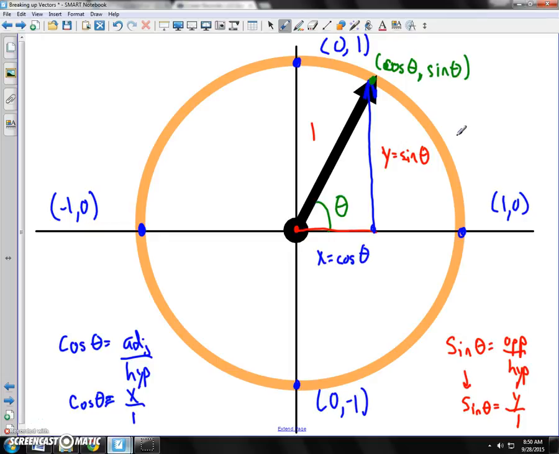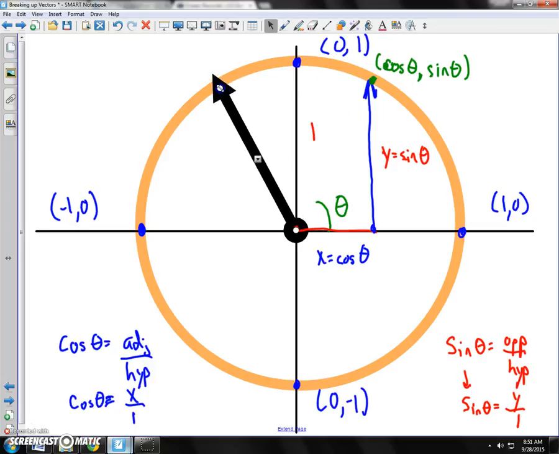Well, that's pretty interesting. Cosine gave me the x value, sine gave me the y value. What I've just determined is I can now know what this point is. The cosine and sine are kind of the x and y coordinates. That's actually another way to define cosine and sine. If I change this angle all the way over here now, cosine would represent the x coordinate. Sine would represent the y coordinate.